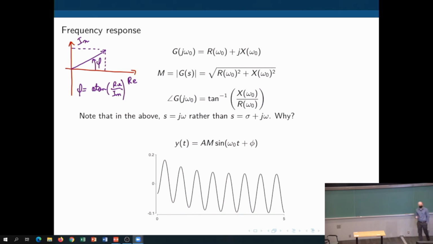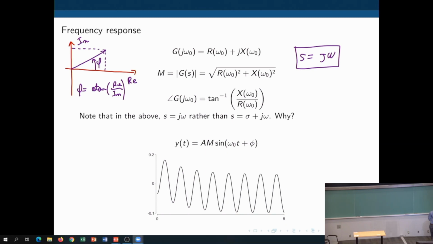Okay, so any transfer function will have a real and imaginary component. How do we find this? Well, we just take the transfer function and replace S with j omega. J is the complex variable, omega is the frequency, and then we evaluate the function at j omega.